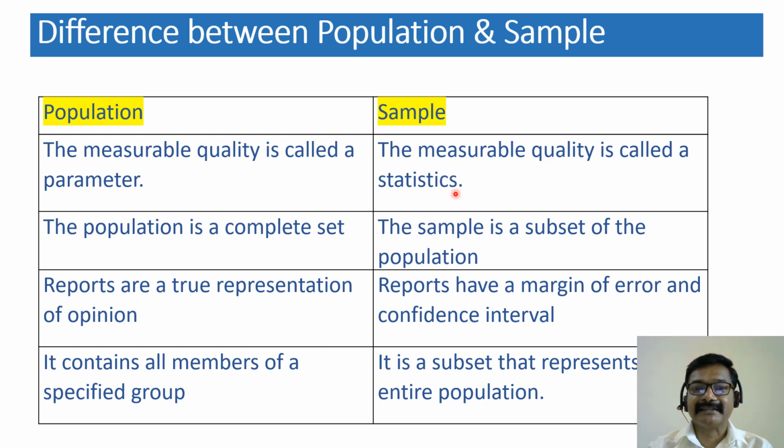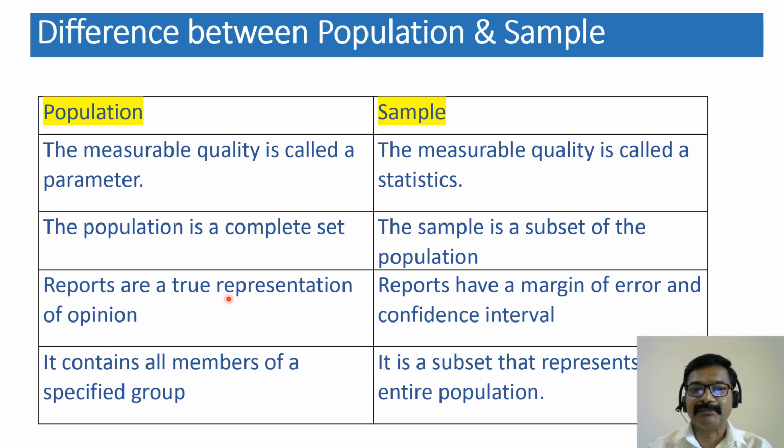Whereas if I take a sample and measure the average height and it is found to be 5.5, then 5.5 is called a statistic. Are you getting me? So the population is a complete set, and the sample is a subset of the population. There are so many subsets from which you are drawing the conclusion. Because of that, some kind of margin of error or confidence interval is involved in the sampling.